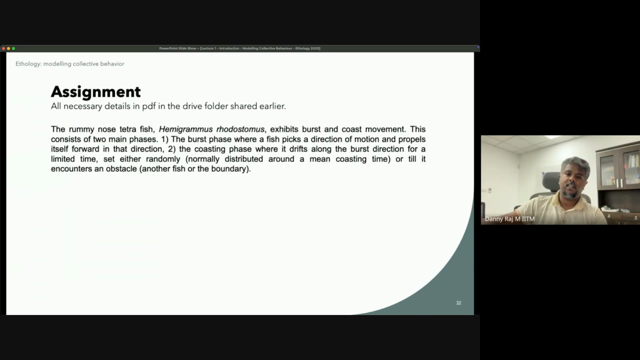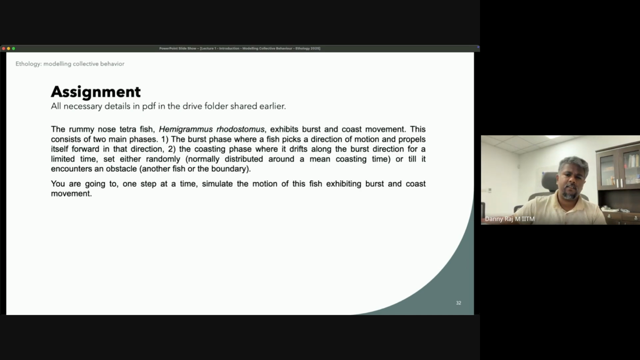One of the fish, called Rummy-nose tetra, is known to exhibit a very interesting movement behavior. It is called burst and coast movement. Basically, it will burst and move, then slow down, and then turn direction, again burst, turn direction, again burst, and move and slow down. So I want you to model this.